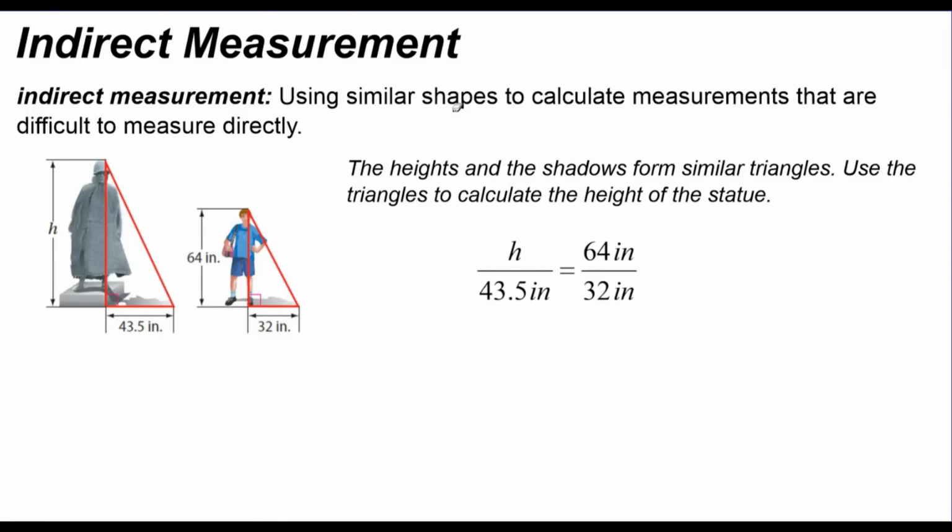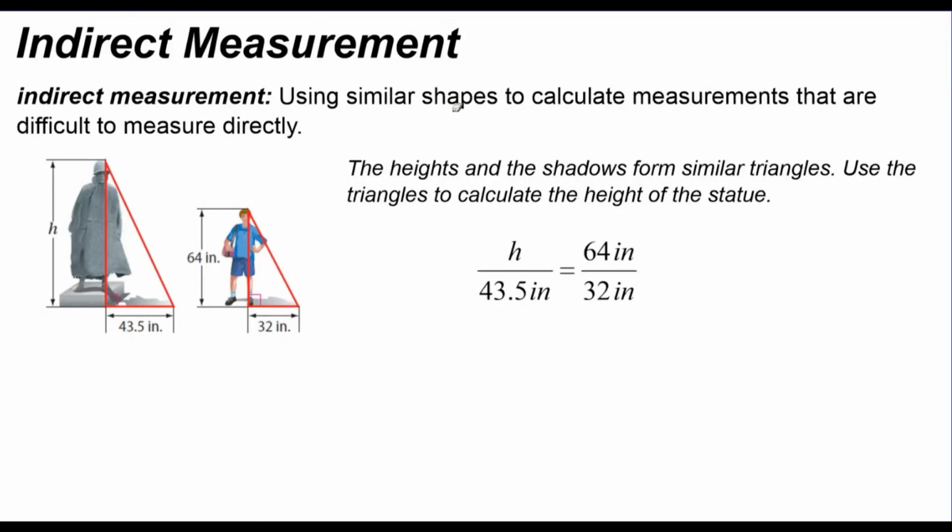So an example that I have here, I have a statue at a World War II monument and then a person, and they're both casting a shadow. Well, these heights and shadows actually form similar triangles, and we can use those triangles to calculate the height of the statue. I can use the length of the shadow, which I can measure, the height of the person, which I can measure, and the length of the person's shadow to calculate how tall the statue is, since I can't get to the top of the statue.